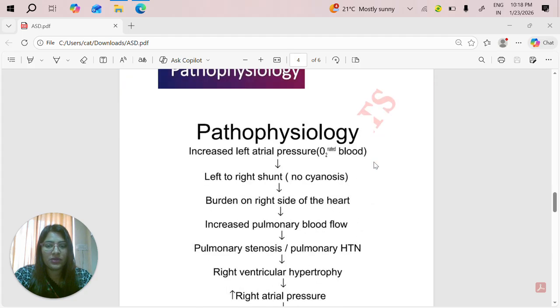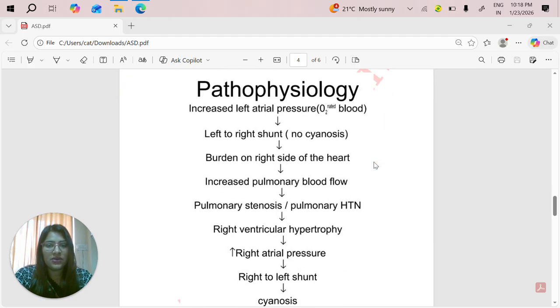So what is the pathophysiology? Increased left atrial pressure pushes oxygenated blood across, leading to a left to right shunt. There is no cyanosis, and that shunt leads to a burden on the right side of the heart.